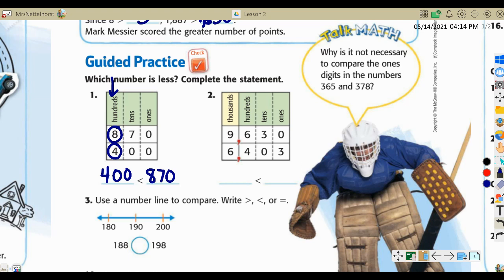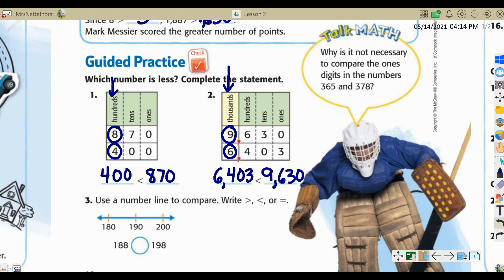Do the same thing for number 2. Pause your video. Okay, first we'll look at the thousands place. We have 9 and 6. 6 is smaller, so we're going to put that as less than. 6,403 is less than 9,630.